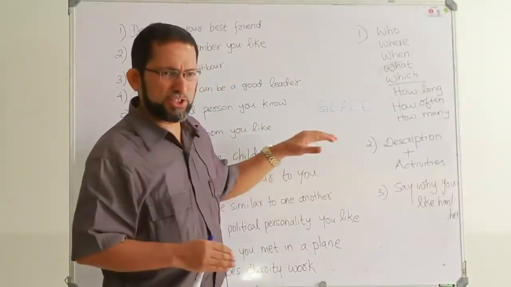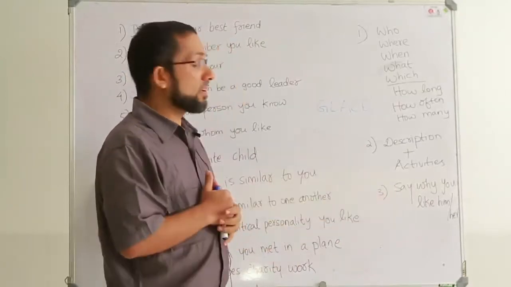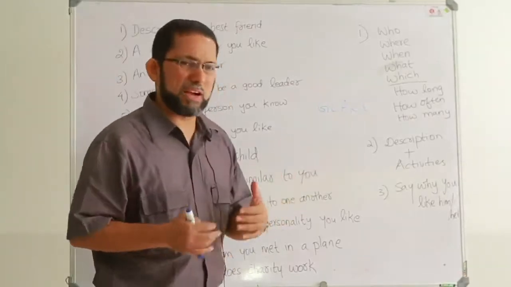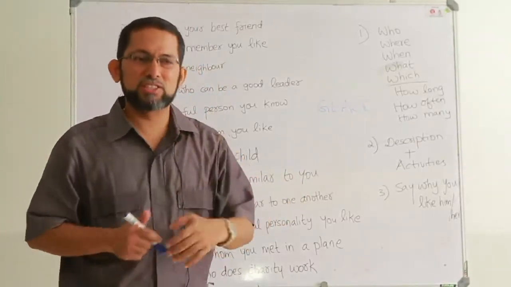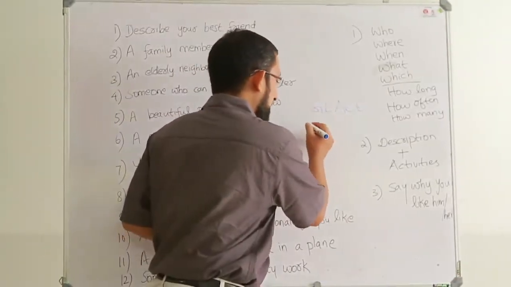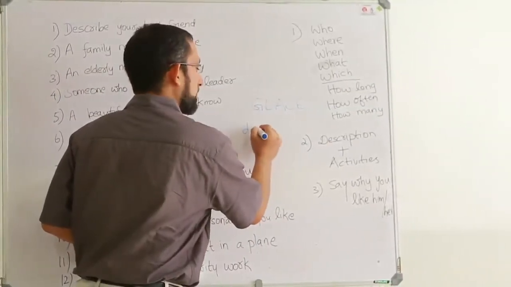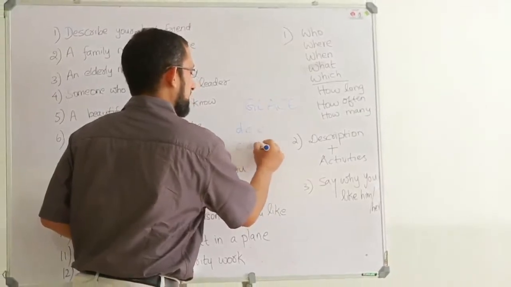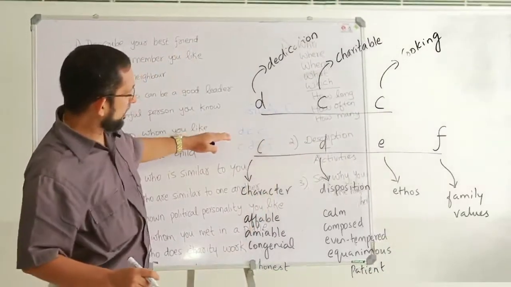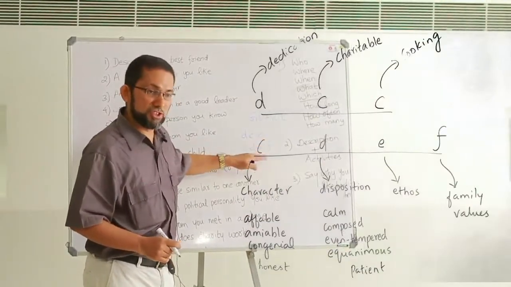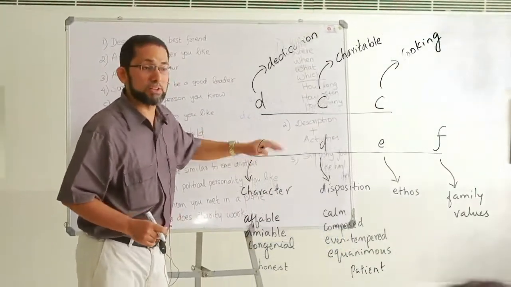These are just examples. And then say why you like him or her. When you say why you like him or her, perhaps we could talk about the personal characteristics. This is another mnemonic which might be of use to you, just for this question: D, C, C, C, D, E, F. For example, dedication, charity, cooking, character, disposition, ethos, family values.